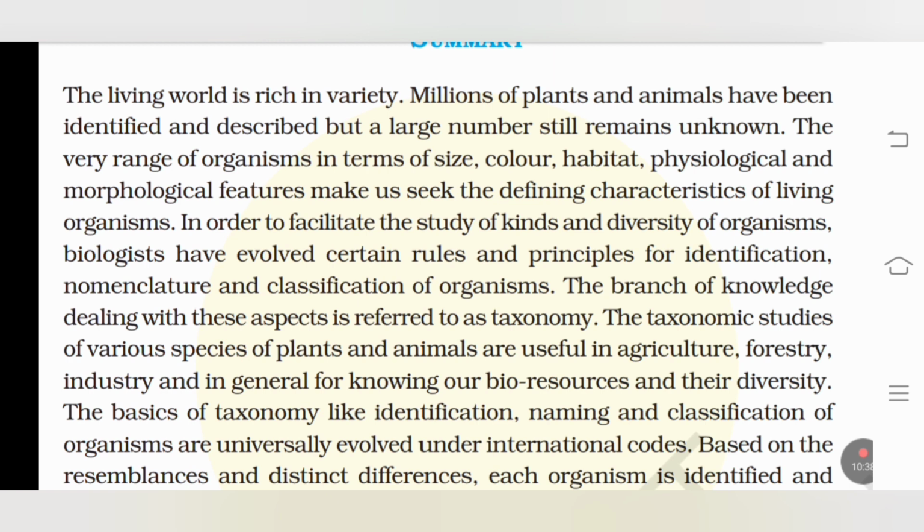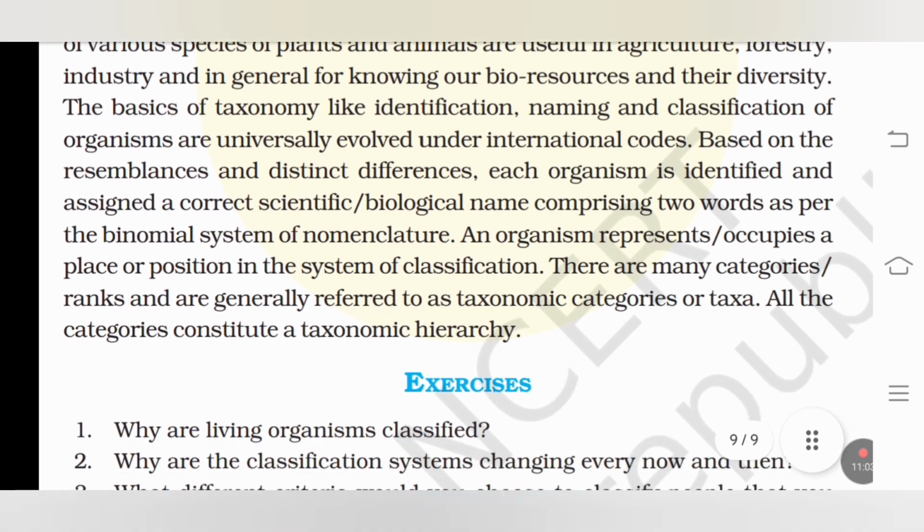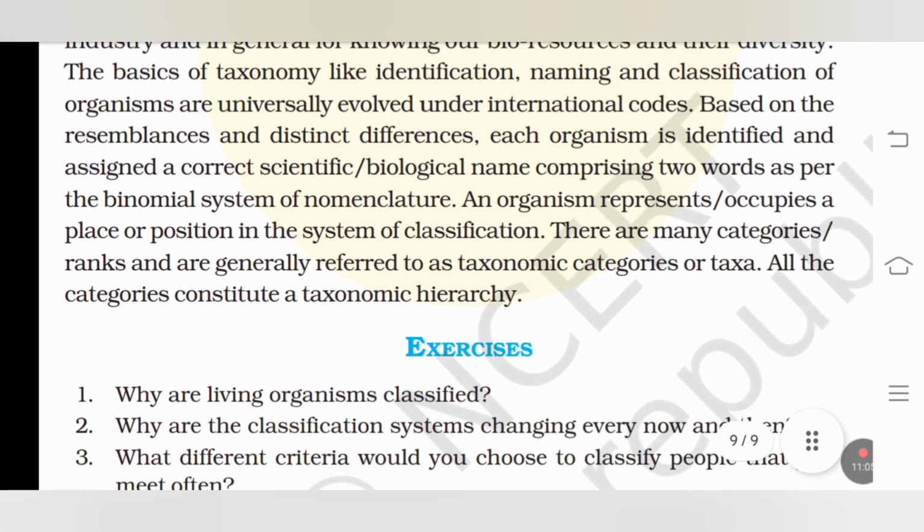The branch of knowledge dealing with this aspect is referred to as taxonomy. The taxonomic study of various species of plants and animals is useful in agriculture, forestry, industry, and in general for knowing our bioresources and their diversity. The bases of taxonomy like identification, naming, and classification of organisms are universally governed under international codes. Based on the resemblance and distinct differences, each organism is identified and assigned a correct scientific or biological name.